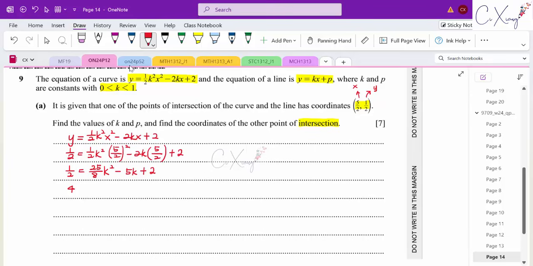So 8 divided by 2, you get a 4. Then simplify this one, you have 25k squared. Then you're having 40k here. 8 times 2 is 16. Eventually, when you try to simplify it, you will be having this quadratic equation in terms of k.